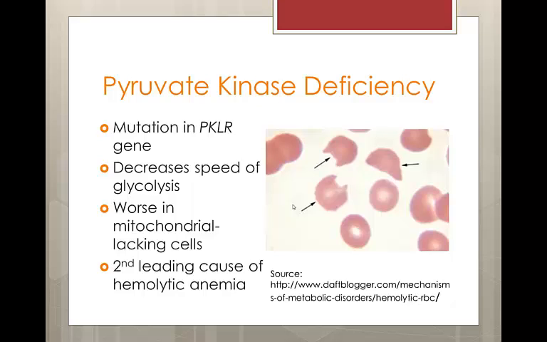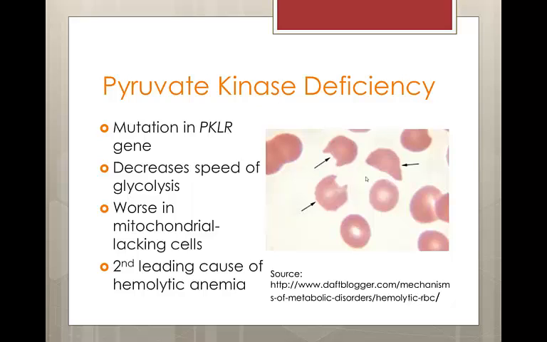When they rupture, they're going to be removed from the bloodstream, and this will decrease the amount of red blood cells that are circulating through the bloodstream, leading to hemolytic anemia. And pyruvate kinase deficiency is actually the second leading cause of hemolytic anemia, and it has been identified to be running in 500 families because it is an inherited condition.